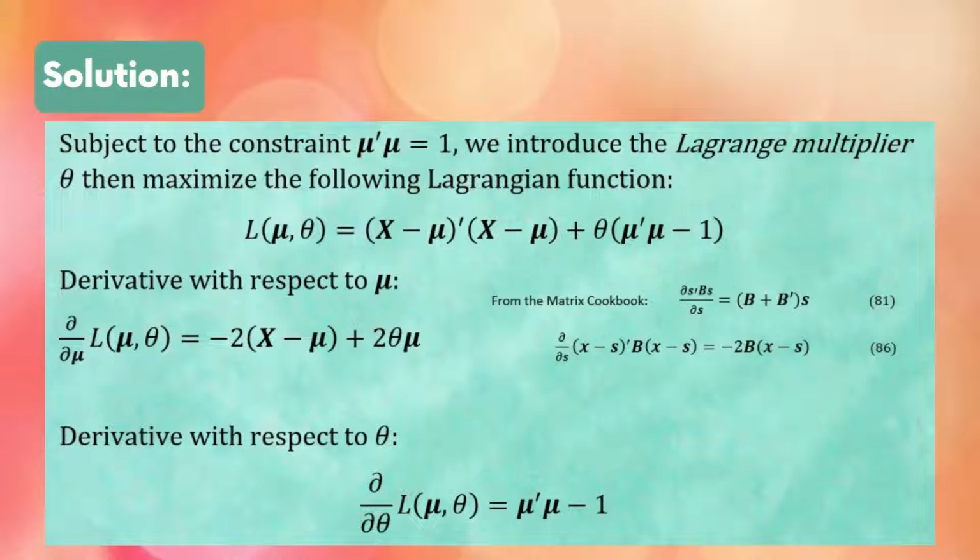Solving for the derivative with respect to mu, we will use the following properties from the matrix cookbook. To obtain the derivative of the first term of the Lagrangian function, we follow property 86, and for the second term, we follow property 81, where we let mu be the vector S and identity matrix the B. So we arrive at negative 2 times the quantity x minus mu plus 2 theta mu, and the derivative with respect to theta is mu prime mu minus 1.